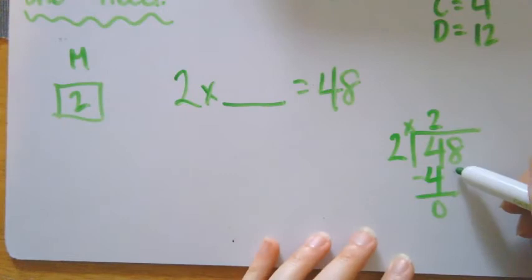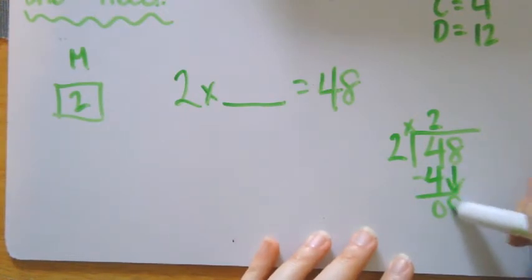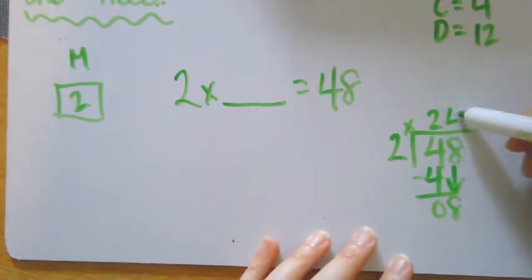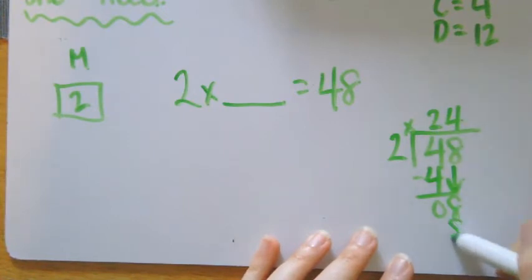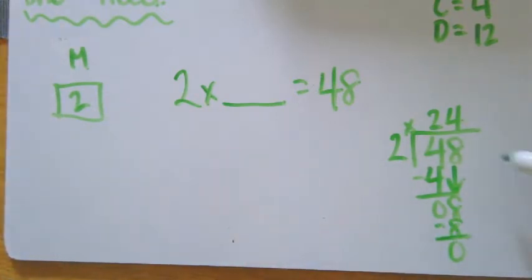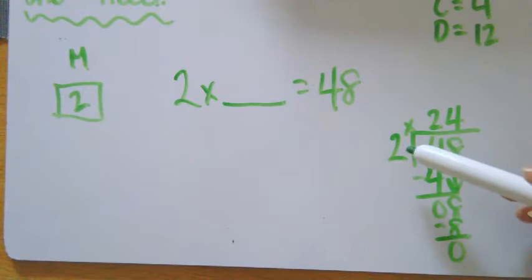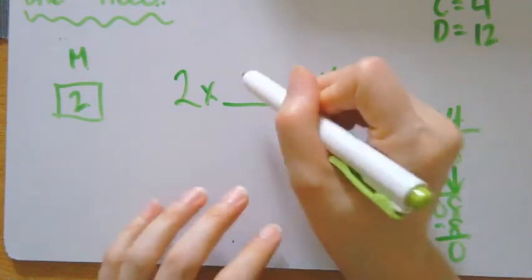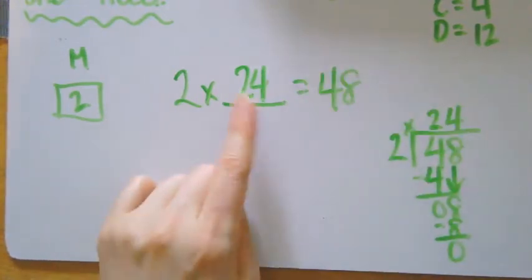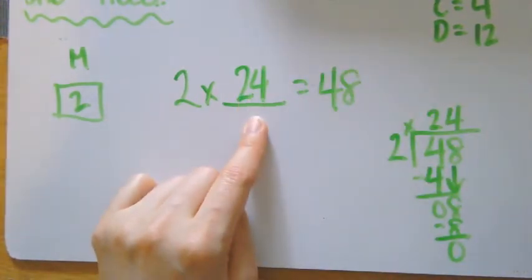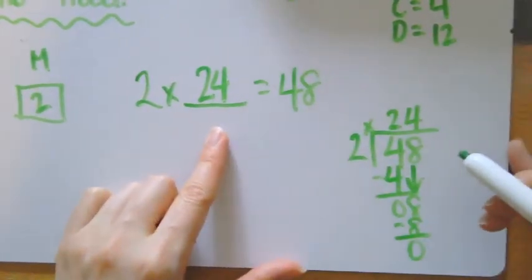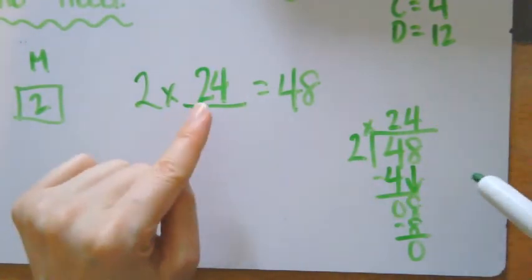Check your work, looks good. Bring down the 8. 2 goes into 8, 4 times. 2 times 4 is 8, we subtract, and we're left with 0. Again, no number to bring down. 2 does not go into 0. 2 goes into 48, 24 whole times. If this is what your guess was, good job, but you still can check your work to make sure that it wasn't just a lucky guess.